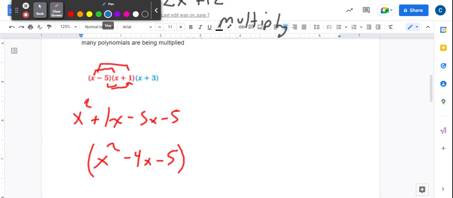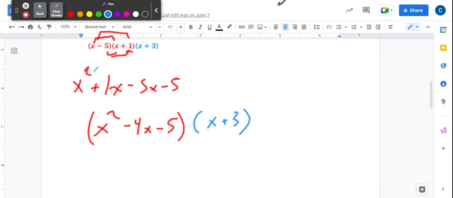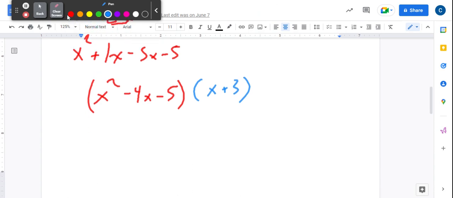Okay, now we have that in parentheses. We'll bring our other term down, x plus 3. And now we'll repeat the process like we just sort of did here. Okay, so we'll distribute the x squared to the x and the 3. So x squared times x is x cubed. X squared times 3 is 3x.